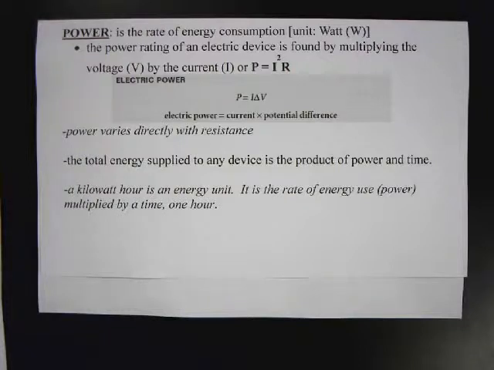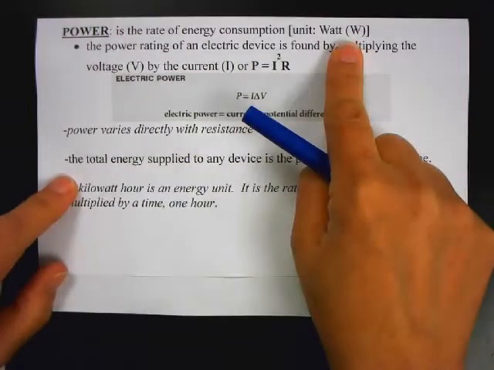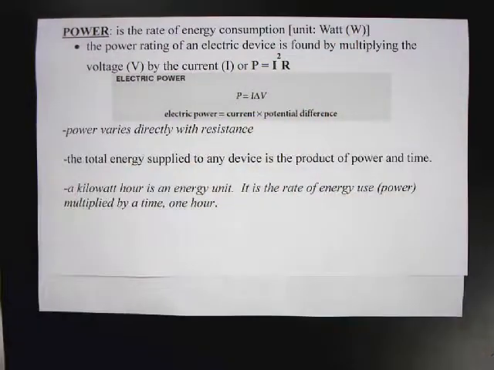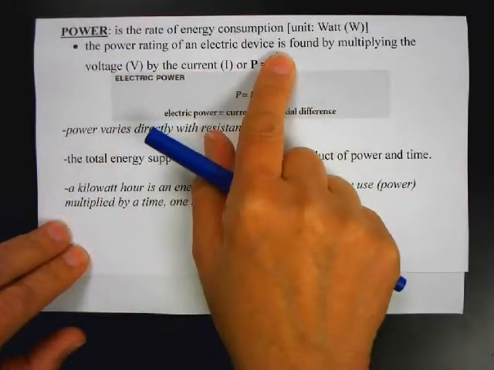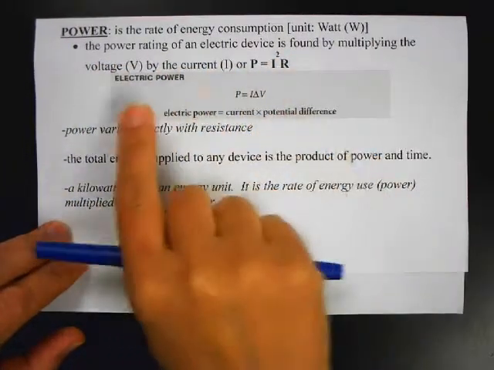Going to talk about electric power. Now, one of the things I want you to remember is that power is power. So when we learned power before, and we talked about James Watt and the steam engine, power is still measured in watts, okay? But now we're talking about electric power. So the power rating of an electric device is found by multiplying the voltage by the current.